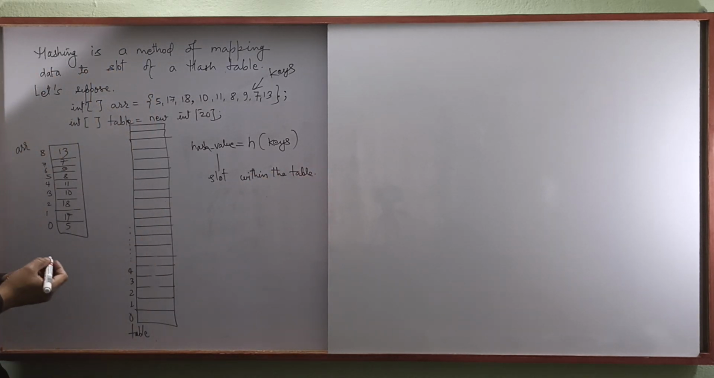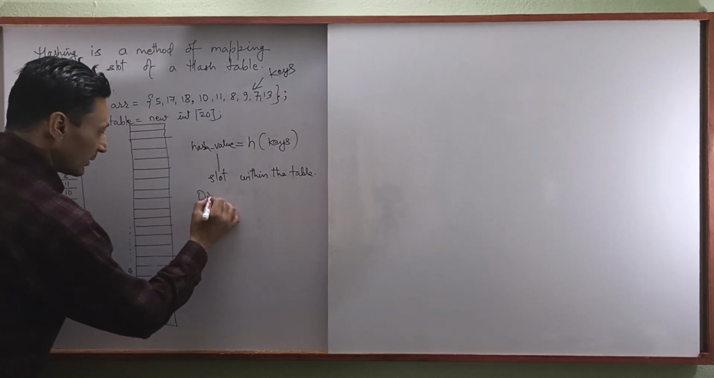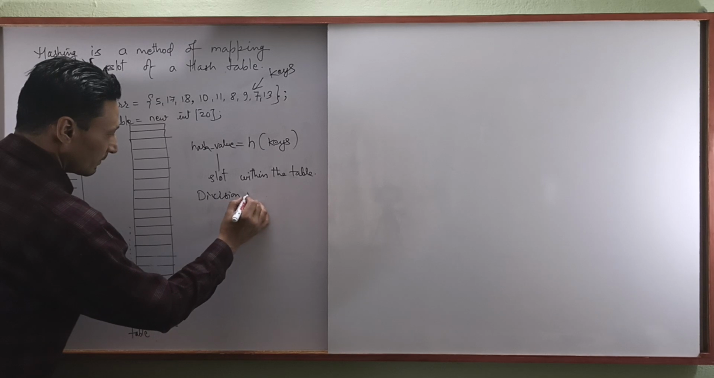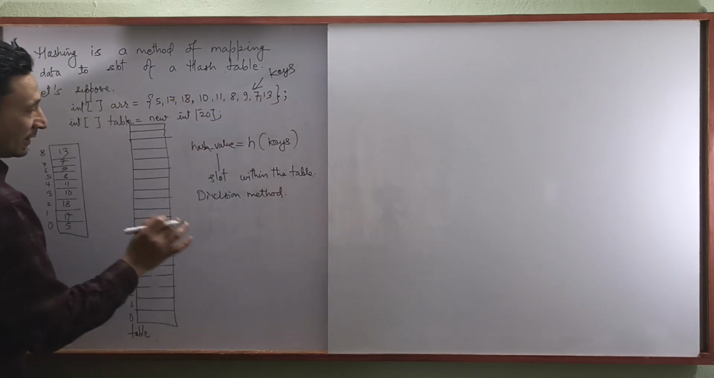Now how will we do the hashing? Here we will take a prime number and use the division method. In the division method we will divide these keys by the prime number.